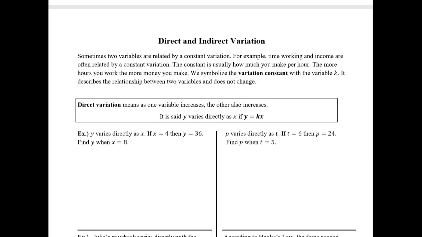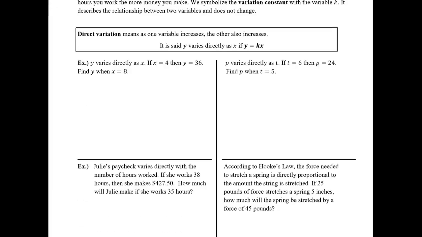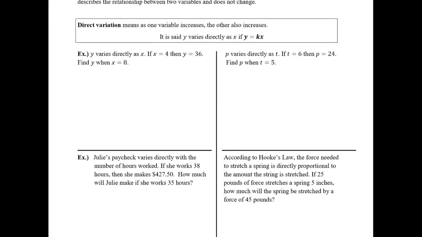Examples of variation could be like your work. So you work a certain number of hours and you make a certain amount of income. If you get an hourly rate, if you're paid so much money per hour, this is a constant variation. You work more hours, you get paid more, and it varies by a specific constant. In general, direct variation means that as one variable increases, so does the other. You work more hours, you get paid more money. This is a direct variation.